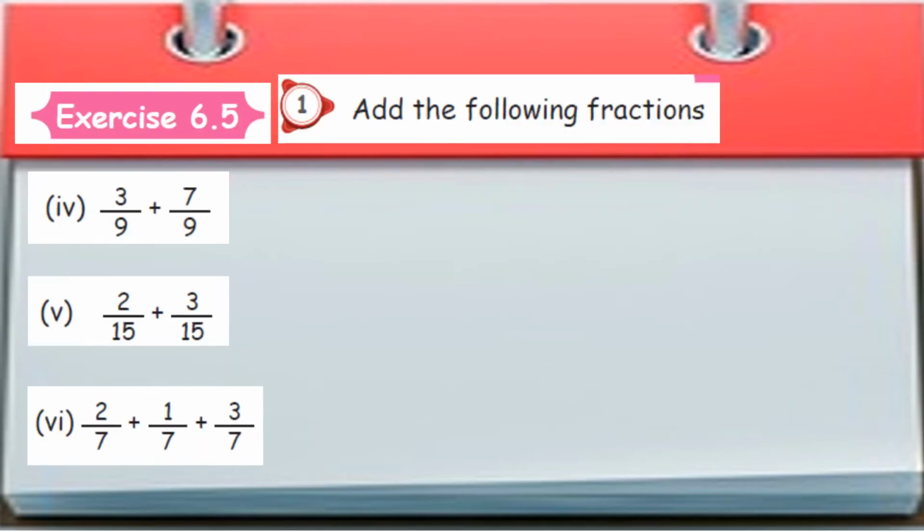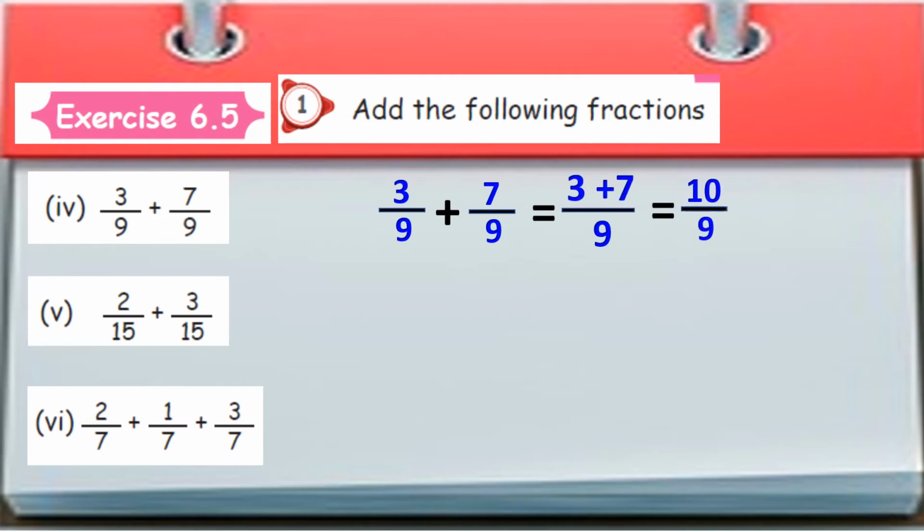So the fourth sum, 3 by 9 plus 7 by 9. It's very easy because we have the same denominator. So write the denominator as it is, and at the top the numerator, 3 plus 7, we get 10 by 9. So this will be the answer. Mark it in a box.